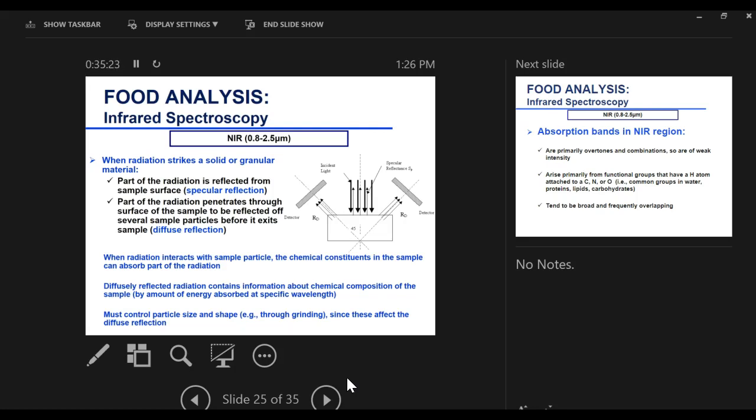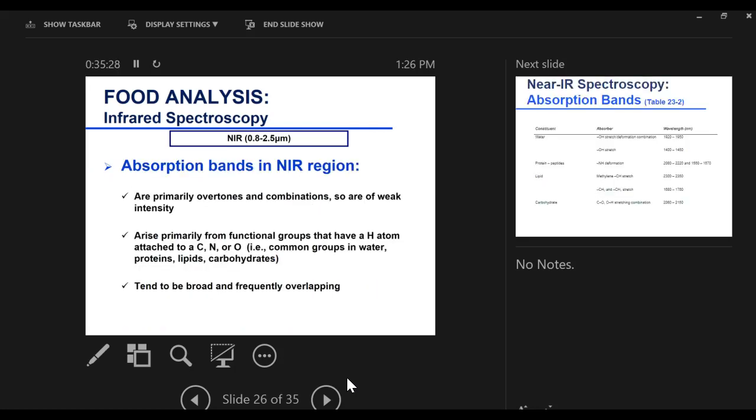Absorption bands in near IR are overtones and combinations. That means they are broad peaks. They're not sharp peaks like mid-IR. So oftentimes you have to do deconvolution of the peak by mathematical calculations to remove overlays.